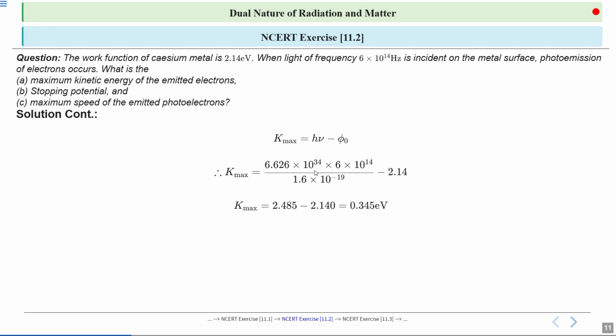It is equal to 0.345 electron volt. This means that the most energetic electrons emitted from the cesium surface will have this amount of kinetic energy. Hence, the maximum kinetic energy of the emitted electron is 0.345 electron volts. This value tells us how much extra energy the electron has after escaping the metal surface.